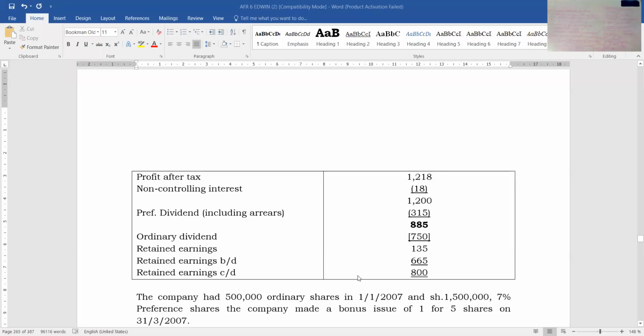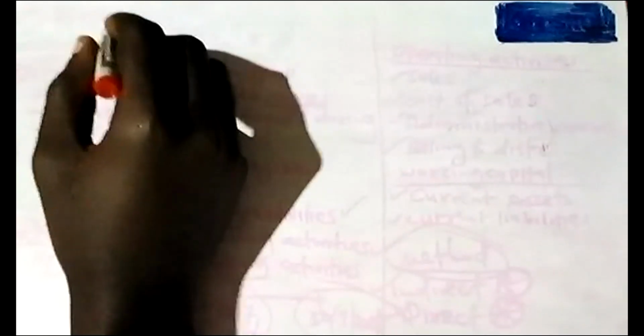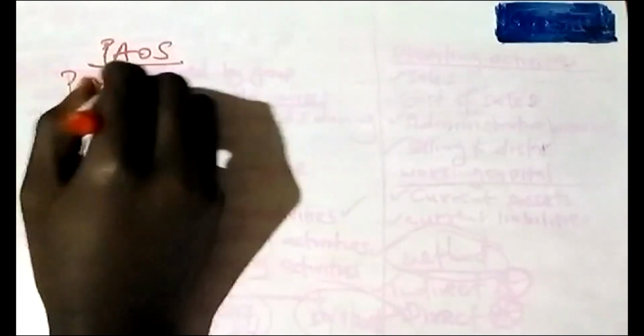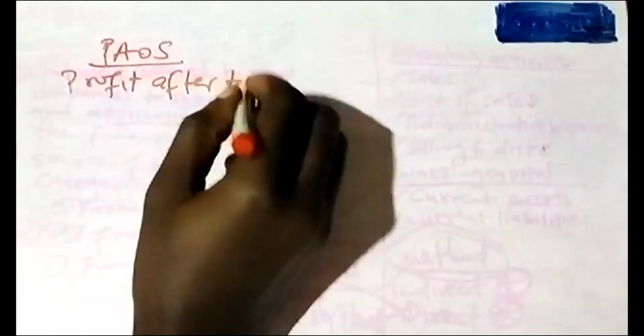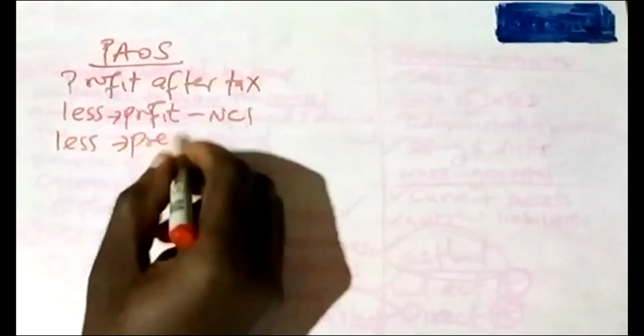So let us compute. Remember that here there is a profit after tax of 1218. So PAUS is equal to the profit after tax, then we raise the profit which is going to NCI, the profit attributable to NCI. Then again we raise the preference dividends.